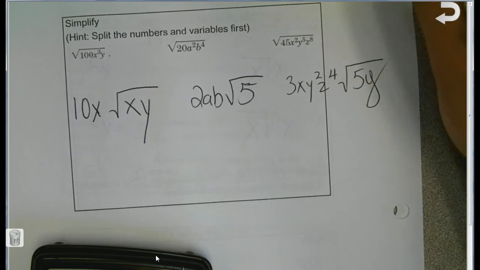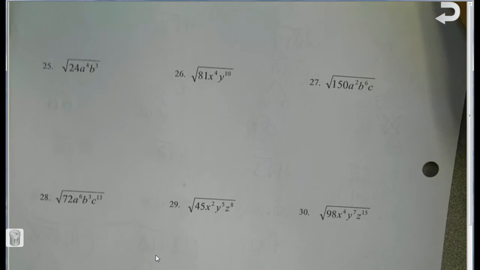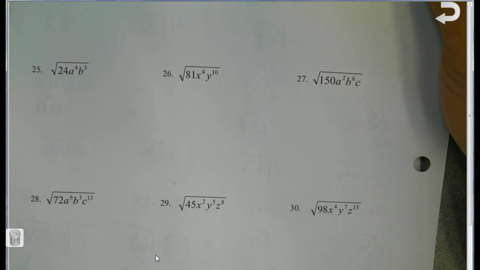All right, so you're expected to finish problems 17 through 30. And then, of course, you can do the 2 review problems as well. And then once you're done with those, come check with me, and you'll be ready to move on to cube roots.